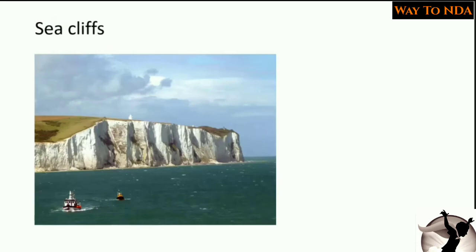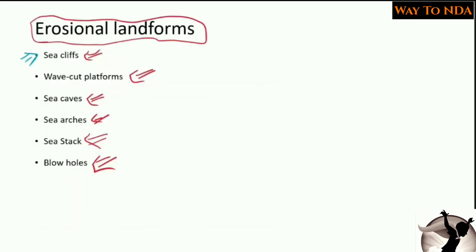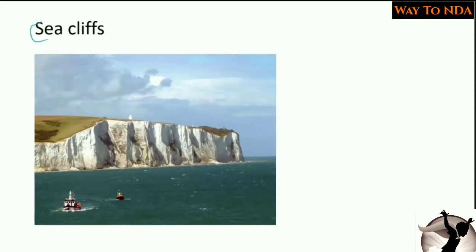So first let's start with the sea cliffs. Here I was talking about a cliff. This is a cliff, if you see. It is a cliff along the coastline, and the waves are continuously hitting it. The waves are coming and continuously hit this cliff, and it will change the structure of the cliff. Various types of marine landforms will be formed from this sea cliff only.